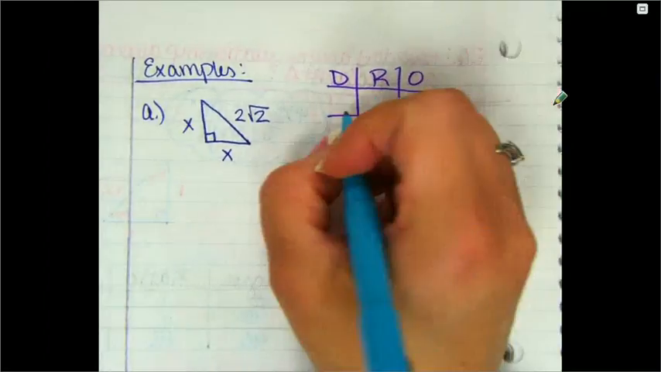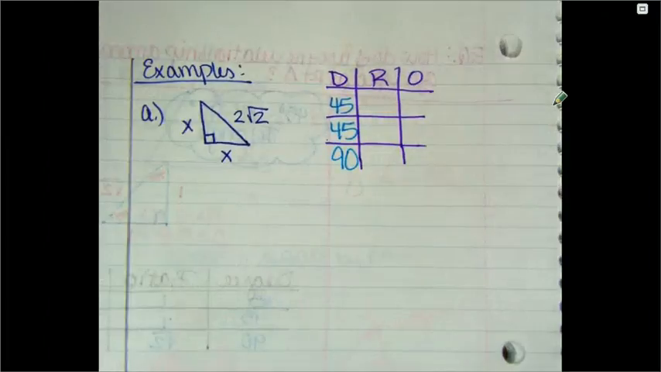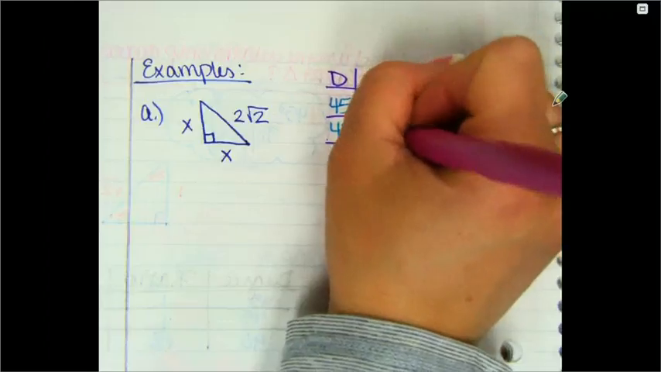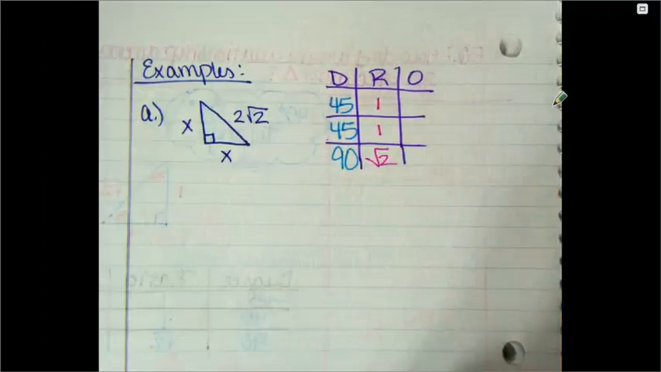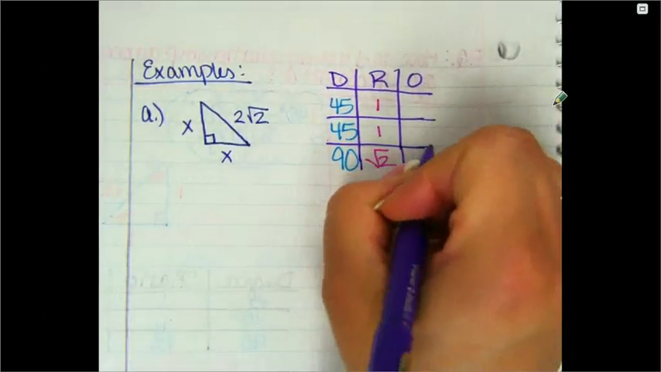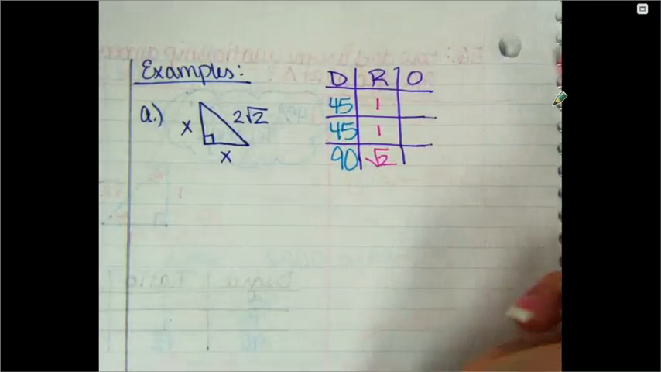Degrees are what? 45, 45, 90. The ratio is always the same. What is it? 1, 1, radical 2. Ready? Here comes the opposite part. Pay attention and watch.